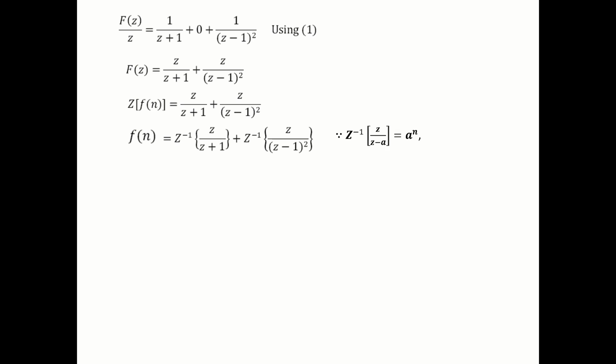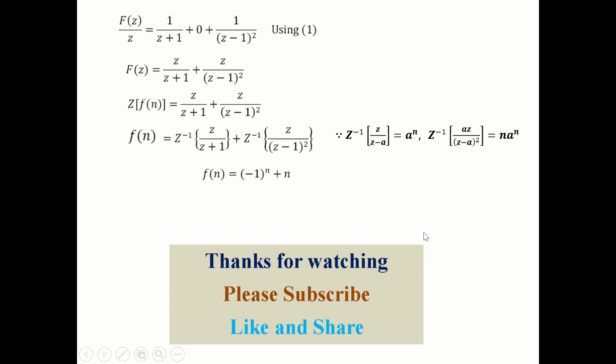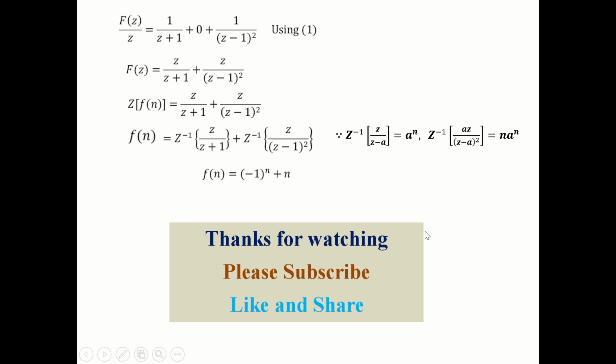We know Z⁻¹[z/(z − a)] = aⁿ, and Z⁻¹[az/(z − a)²] = n·aⁿ. In the first term a = −1, so we get (−1)ⁿ. In the second term a = 1, so n·aⁿ is n·1ⁿ, so you will get n. Therefore the inverse z transformation is (−1)ⁿ + n. Thanks.